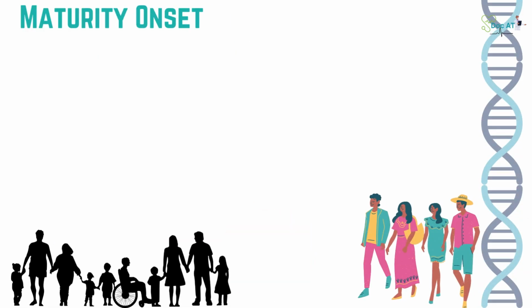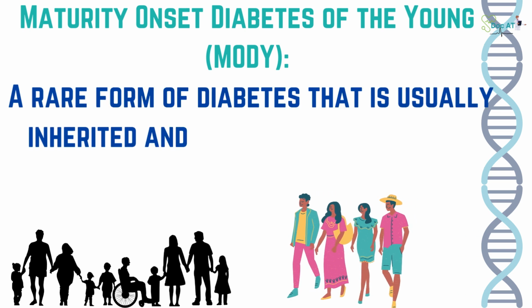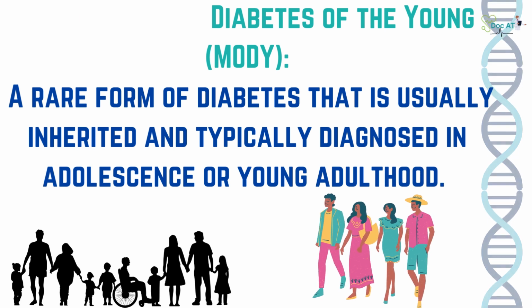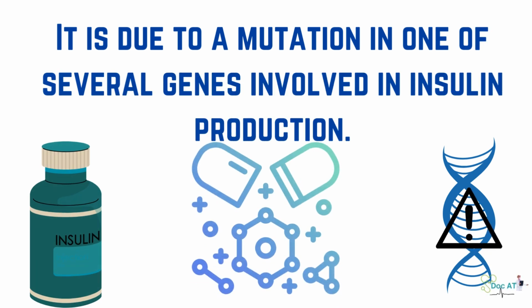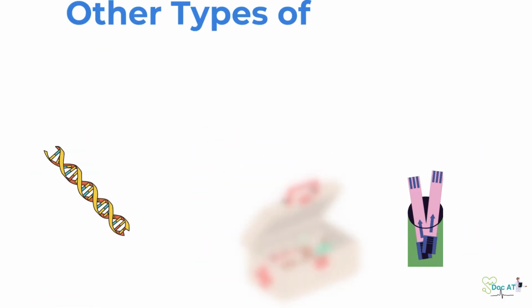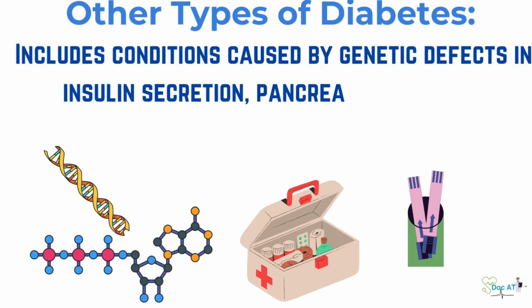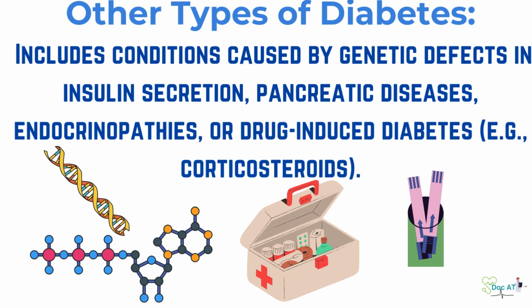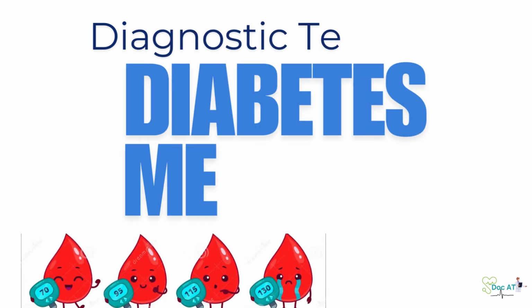Maturity onset diabetes of the young, MODY, a rare form of diabetes that is usually inherited and typically diagnosed in adolescence or young adulthood. It is due to a mutation in one of several genes involved in insulin production. Other types of diabetes include conditions caused by genetic defects in insulin secretion, pancreatic diseases, endocrinopathies, or drug-induced diabetes, e.g. corticosteroids.